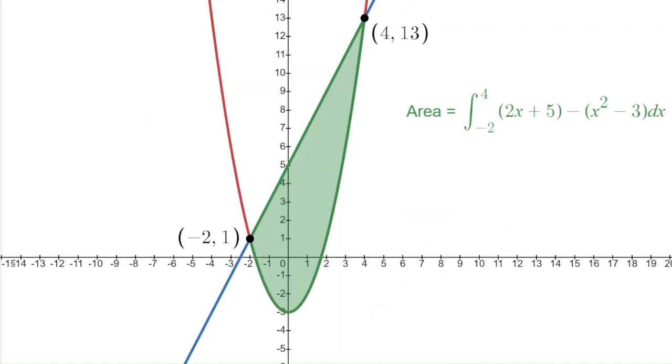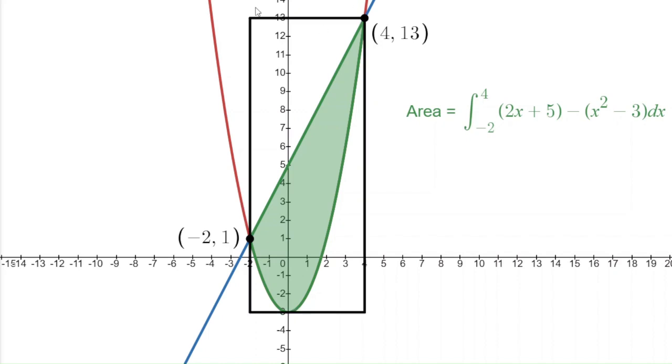And it's always nice to check to see if that looks reasonable. Could this green region have an area of 36 square units? Well, if you draw a rectangle around this, notice that this rectangle goes from minus 2 up to 4, so that length is 6. Then it goes from a height of minus 3 up to a height of 13, so that's 16. And 6 times 16 is 96. And so, yeah, the area of this is definitely a little less than half the area of this, and 36 is less than half the area of 96.